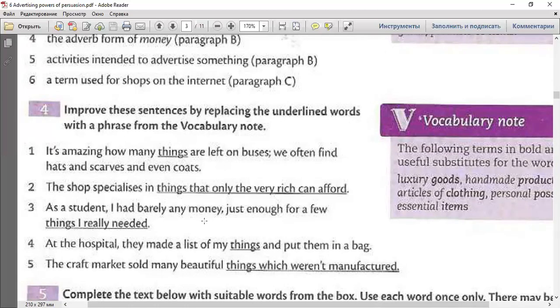Okay, number 1, articles of clothing, right? It's amazing how many articles of clothing are left on buses. We often find hats and scarves and even coats. Okay, so number 2, luxury goods. The shop specializes in luxury goods, right? Things that only the very rich can afford. Okay.